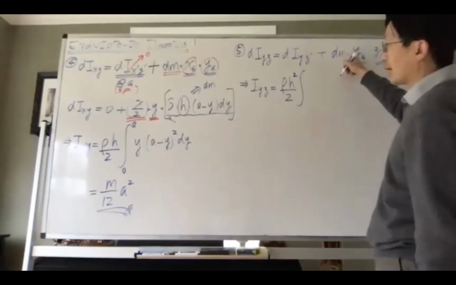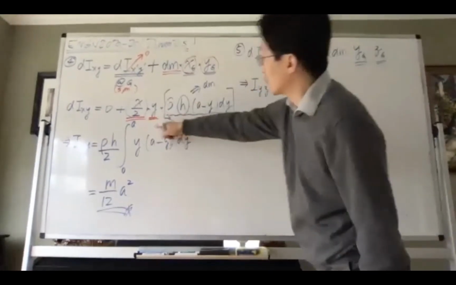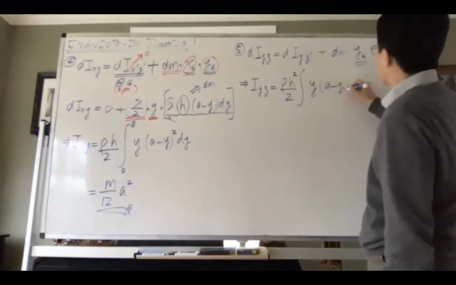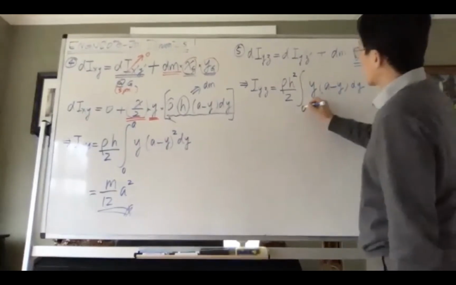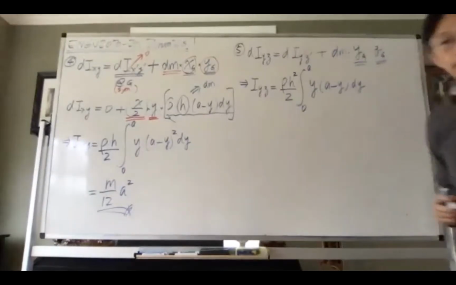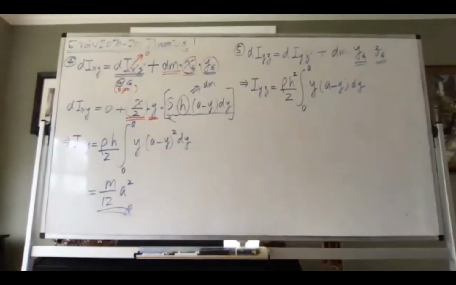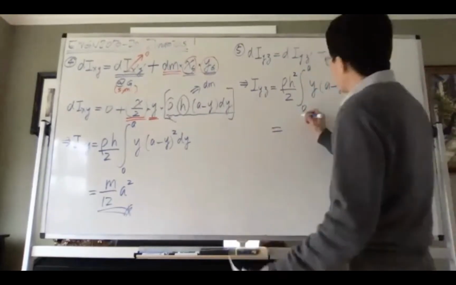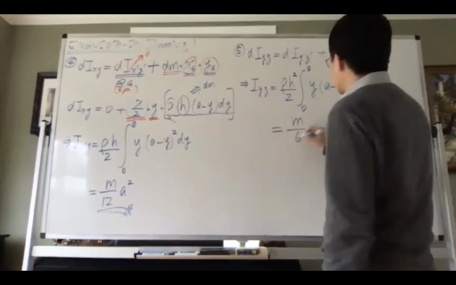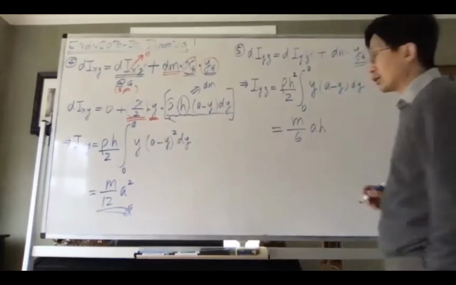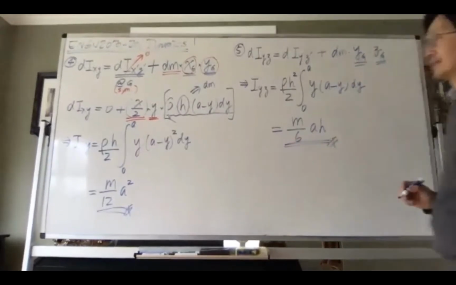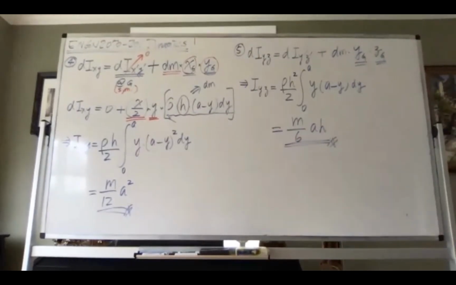So here you have yG, which is y times the whole thing here. So this becomes y times a minus y dy. And it's also from 0 to a. And this becomes what? This will give you the result of total mass over 6 times a times h. Like this.